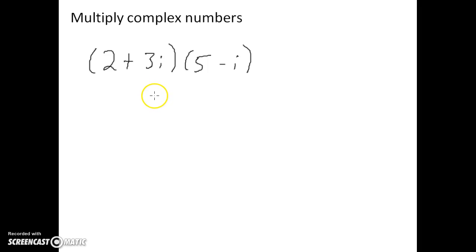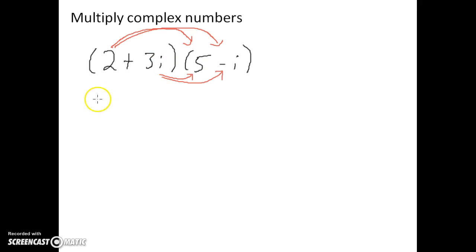When you're multiplying complex numbers, it's just like when you multiply binomials, trinomials, anything like that. We just do repeat distribution. So we do this 2 times both the things in parentheses over here, and the 3i times both the things in parentheses over here. So we just distribute a whole bunch.